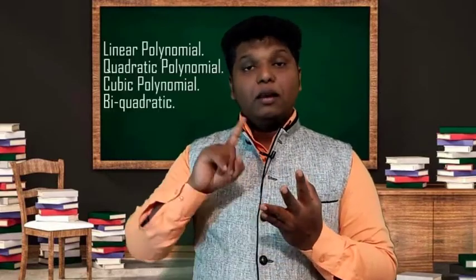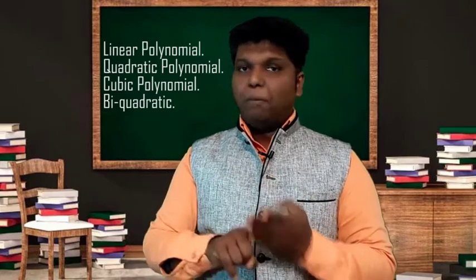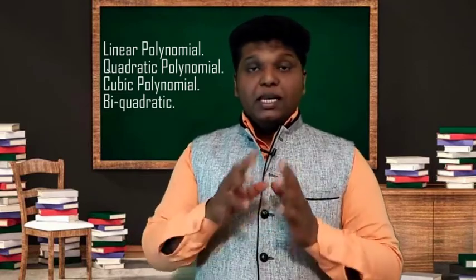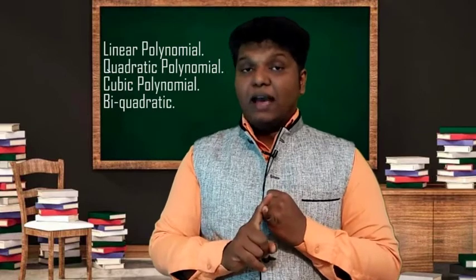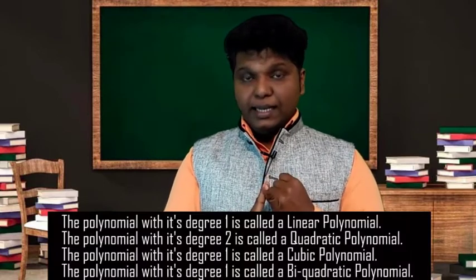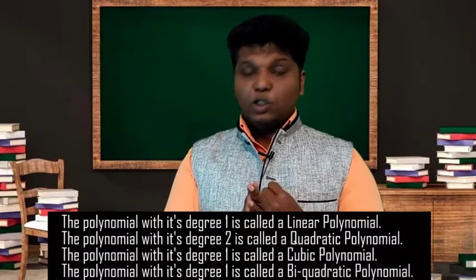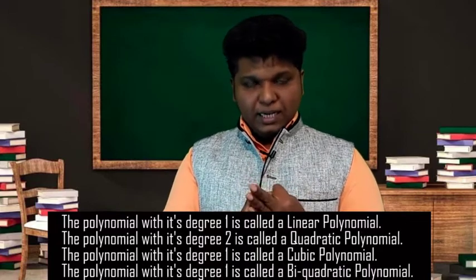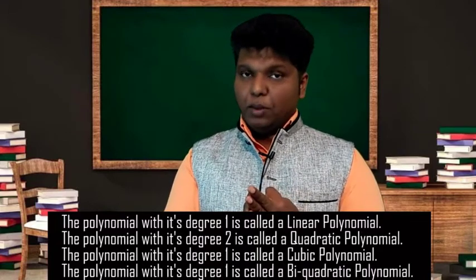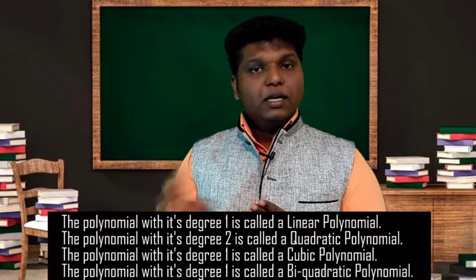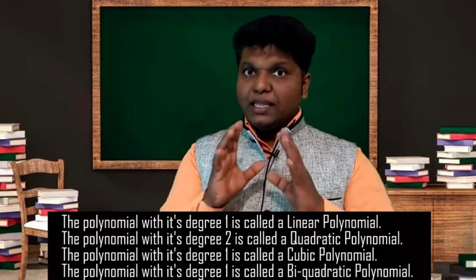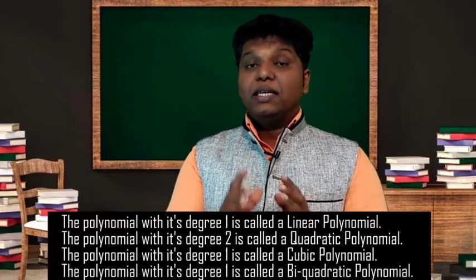Now see, today I told you about linear polynomial, quadratic polynomial, cubic polynomial, biquadratic polynomial. Linear polynomial means it is having 1 as its degree. Quadratic means 2 will be the degree. If 3 is the degree, we will name it as cubic. If 4, it's biquadratic. Now there is a relationship between the degree of a polynomial and the number of zeros.